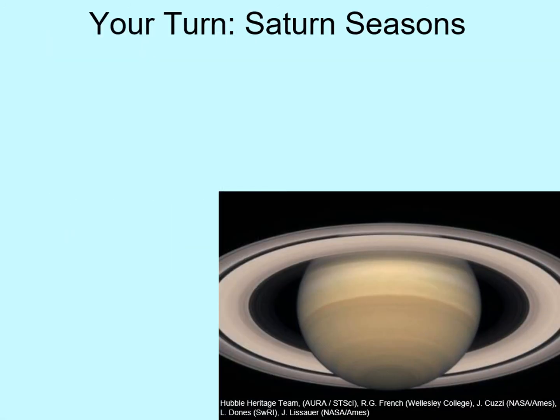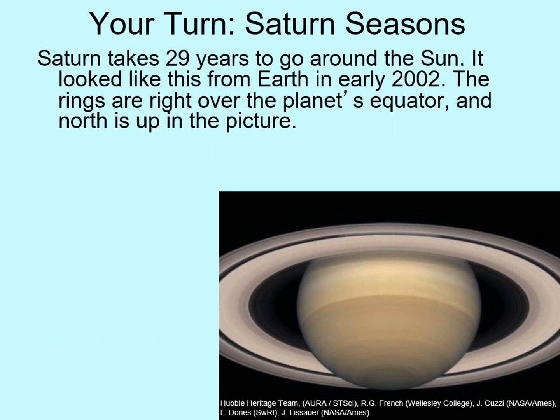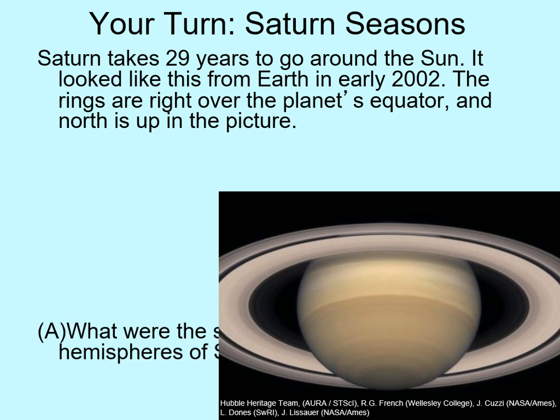Now let's see if you can apply an understanding of seasons to another world. Here's a picture of Saturn taken back in early 2002. Although the view is actually from the Earth, you can treat it as if you are on the sun here, looking at Saturn. North is at the top of the page, and the rings are right over the equator. Also, it takes Saturn 29 years to go around the sun.